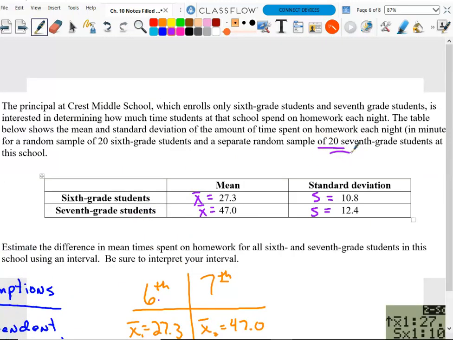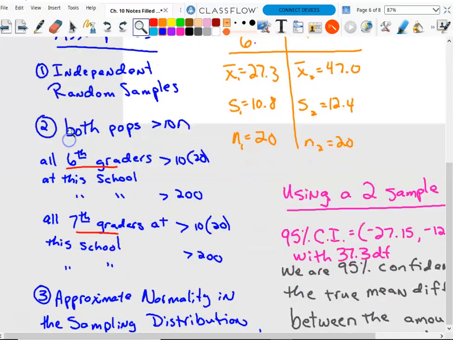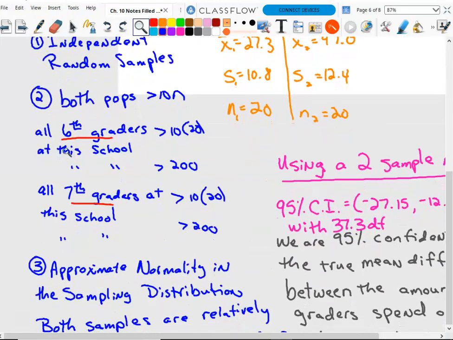I know I'm going fast. You're going to have to pause. You're going to have to rewind. I'm sorry. But I'm already pushing 30. I would still need to check my assumptions. Go ahead and pause, write them down.